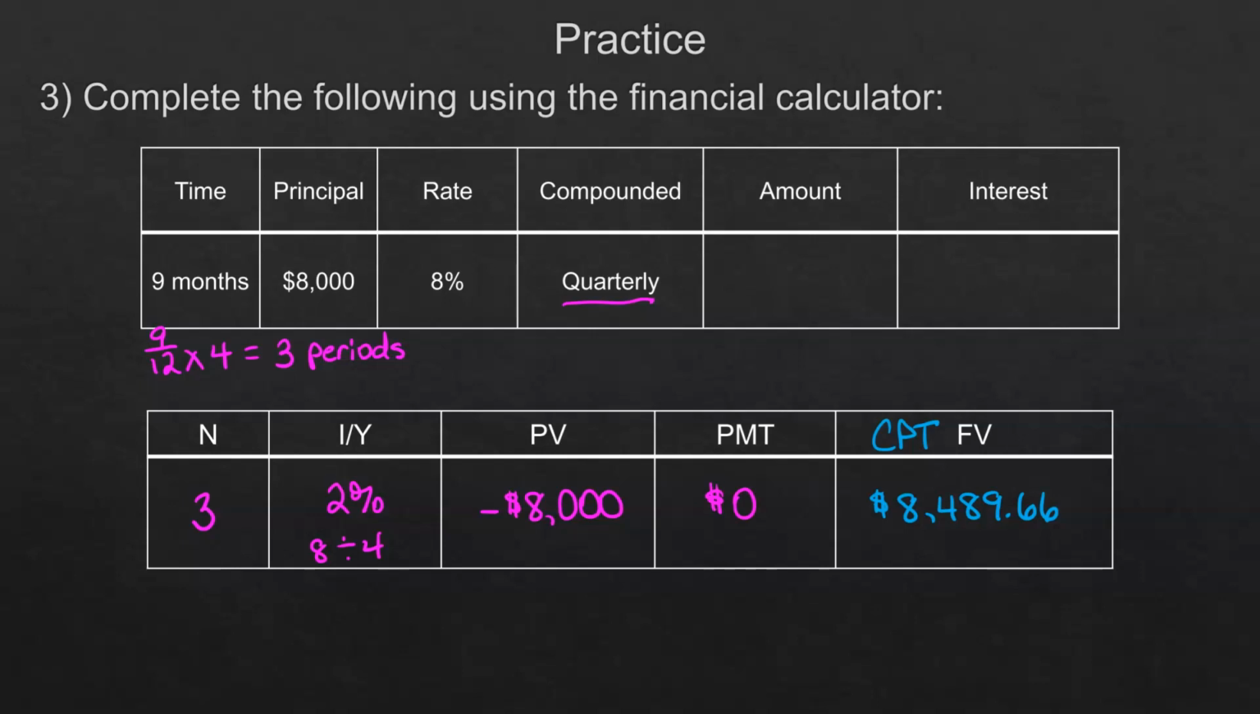8% is a pretty good interest rate. You're not just going to get that just anywhere. So the amount earned is that same number, and then we subtract the original investment. The amount of interest was $489.66. Remember, quarterly means 4 times per year, right? So it was added in. This time the number of periods was only 3. We didn't do a full year. So the interest was added in 3 times.